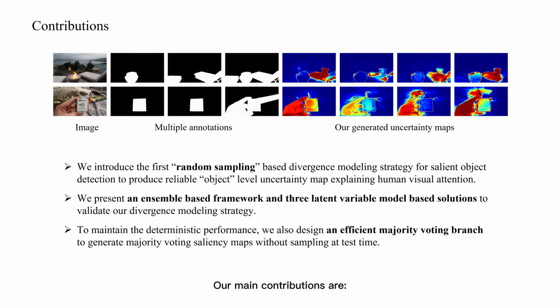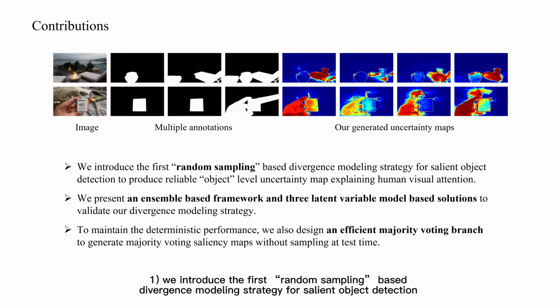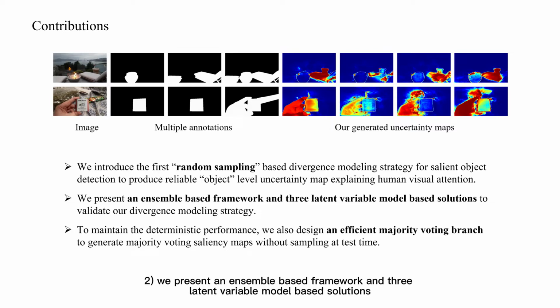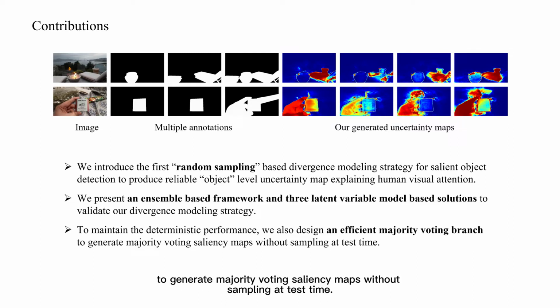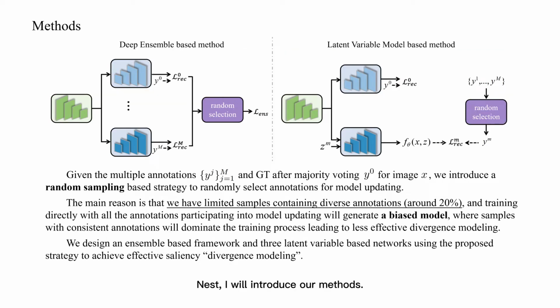Our main contributions are: firstly, we introduce the first random sampling-based divergence modeling strategy for salient object detection to produce reliable object-level uncertainty map, explaining human visual attention. Secondly, we present an ensemble-based framework and three latent variable model-based solutions to validate our divergence modeling strategy. Thirdly, to maintain the deterministic performance, we also design an efficient majority voting branch to generate majority voting saliency maps without sampling at test time. Next, I will introduce our methods.